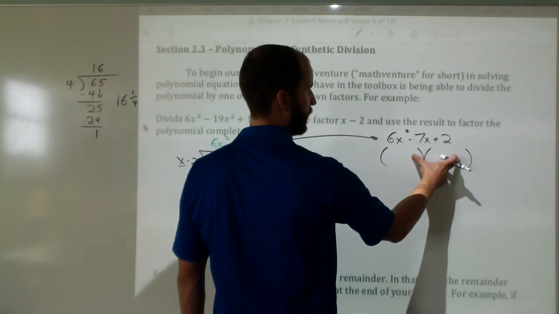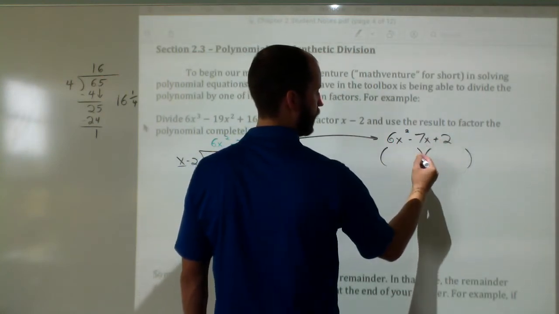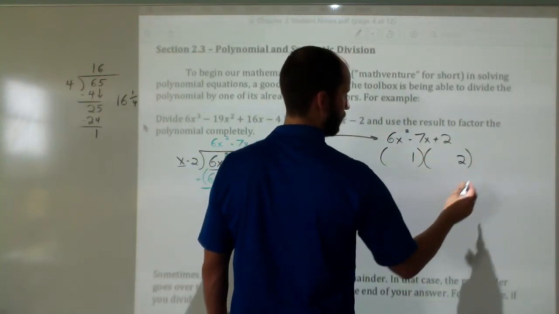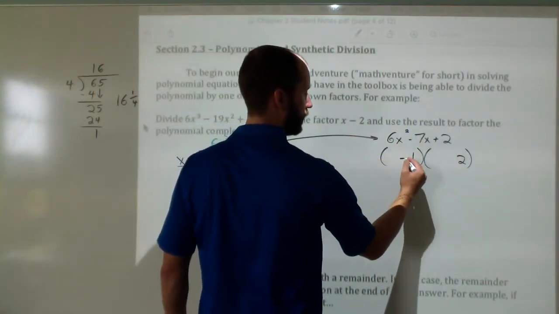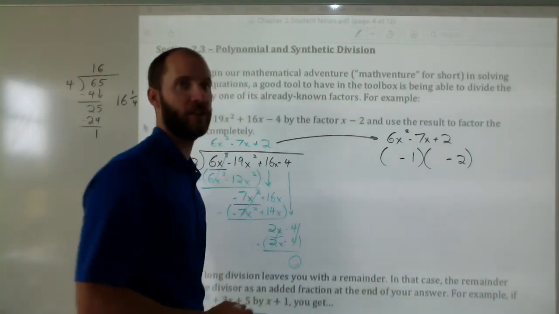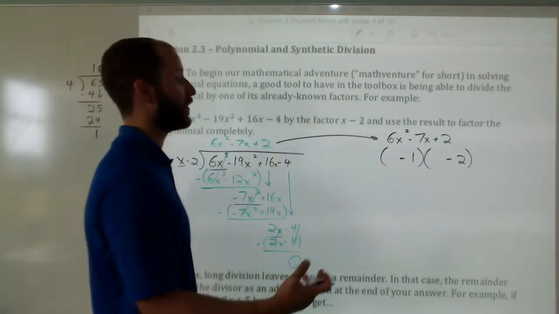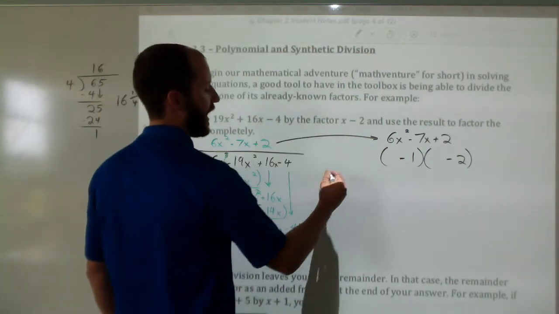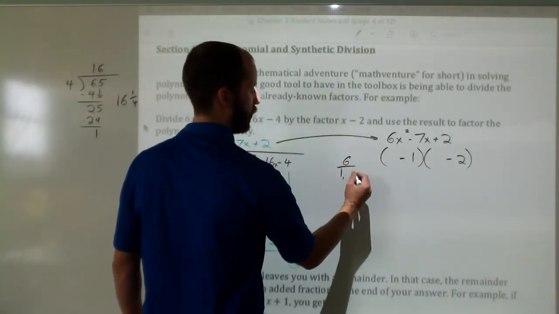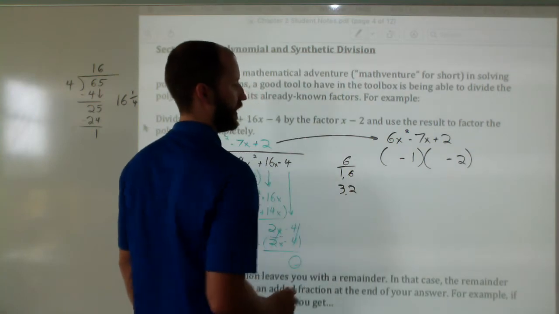The last two terms have to multiply to give us a 2. Really only one way that could happen: 1 and 2. And because we have a negative in the middle, that means both the 1 and 2 are going to be negative, because a negative times a negative gives you a positive. So now for this 6, factor pairs of 6. There's 1 and 6, there's 3 and 2.